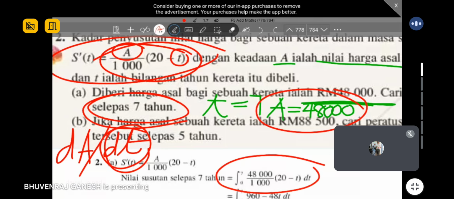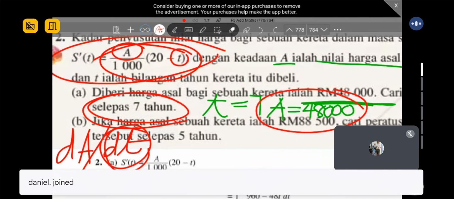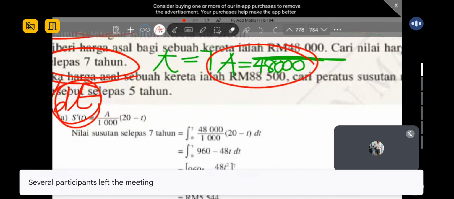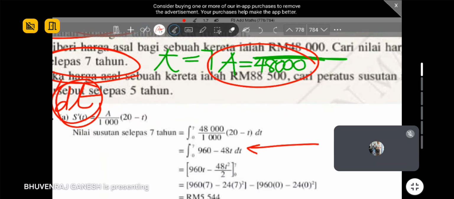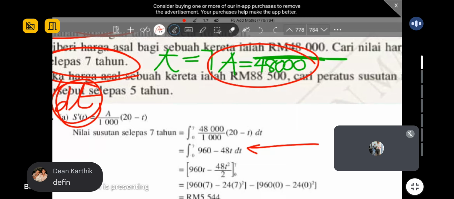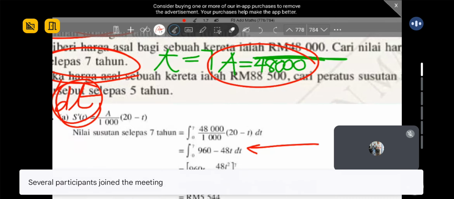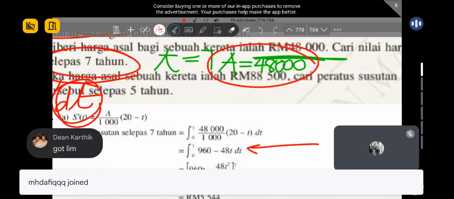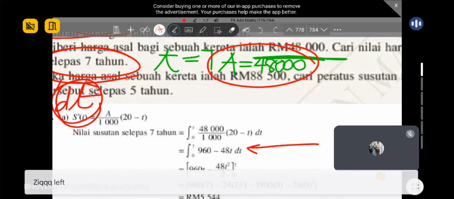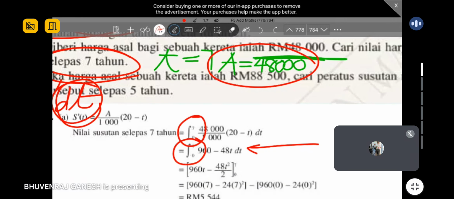Persamaan ni. Then kamu kamikan macam biasa. Substitute, integrate the equation. So guys, what is this type of integration? Apa jenis kamilan ni? Can anyone tell? What is the name for this type of integration? Yes, this is definite integration, guys. Kamiran tentu. Mengapa kamiran tentu? Why do you say this is definite integration? Always remember, guys, kalau kamiran tentu, dia akan ada had. If you are doing definite integral, you have limits. This is your limit.